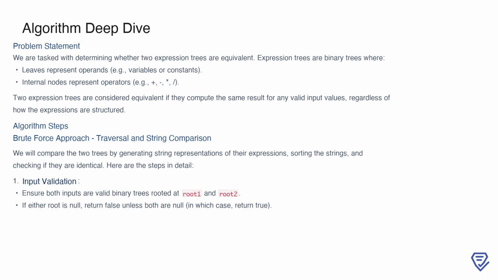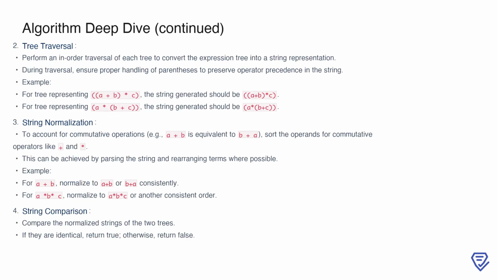Our approach begins with a brute force method. First, we validate the inputs to ensure both are valid binary trees. If either tree is null, we handle this edge case by returning true only if both are null, otherwise, we return false. Next, we traverse each tree to generate string representations of the expressions they encode.